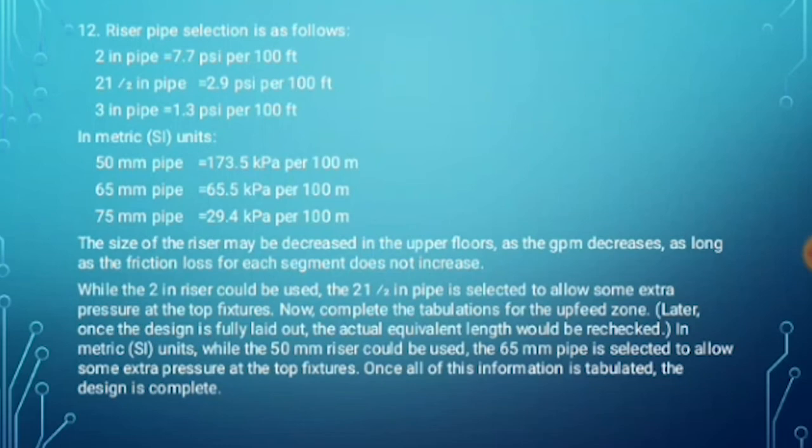The size of the riser may be decreased in the upper floors as GPM decreases, as long as the friction loss for each segment does not increase. While the 2-inch riser could be used, the 2 1/2 inch pipe is selected to allow some extra pressure at the top fixture. Now complete the tabulation for the upfeed zone. In metric units, while the 50 mm riser could be used, the 65 mm pipe is selected to allow some extra pressure at the top fixture. Once all of this information is tabulated, the design is complete.